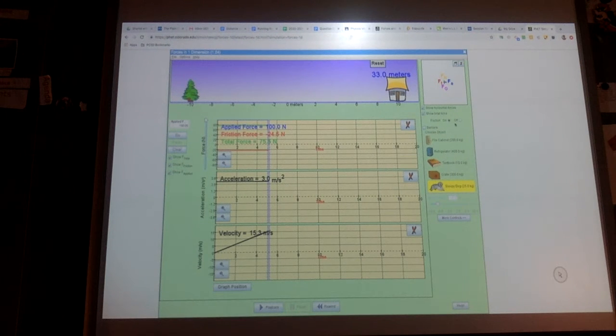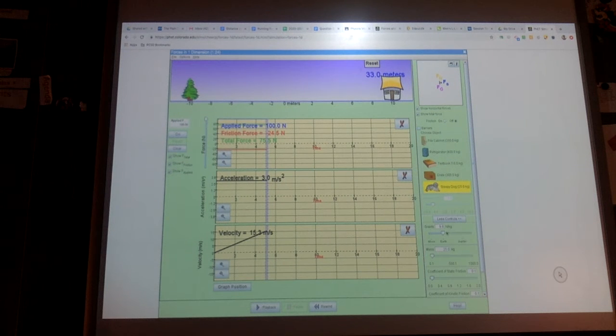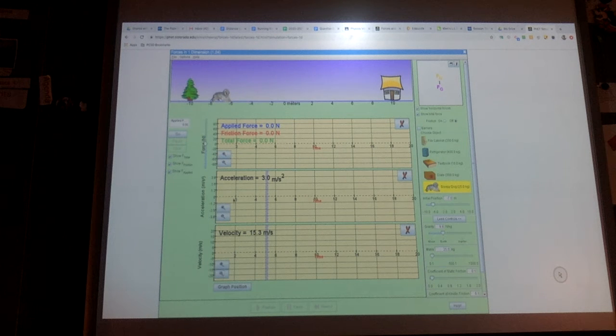All right, so we're going to get rid of friction. I need more controls because I need to go to the moon. So I'll put that in. And I'm going to clear this, say yes. I'm going to make my velocity so I can see it. I'm going to put an applied force of 100, and I'm going to go.